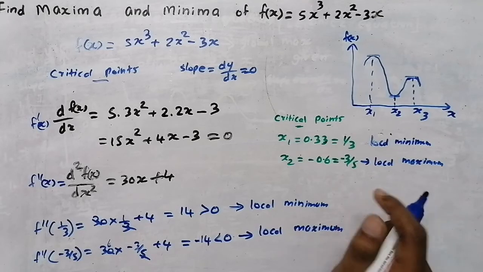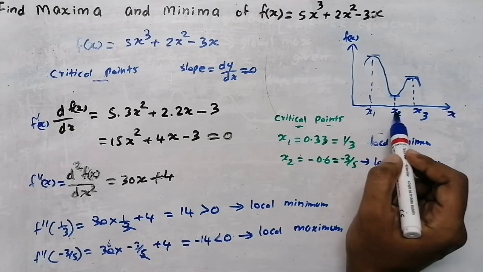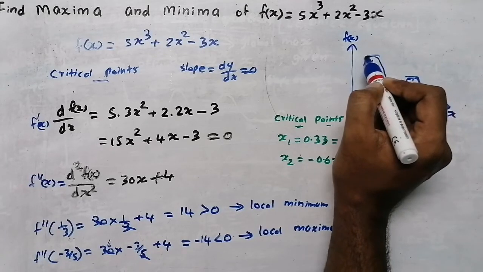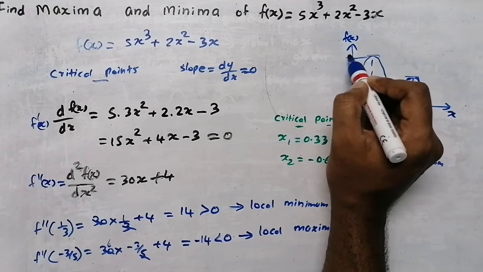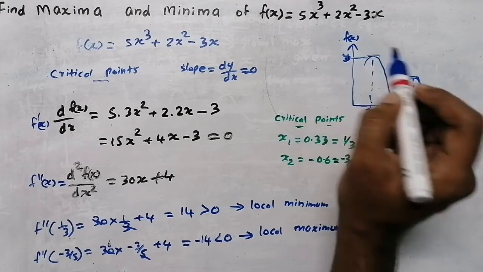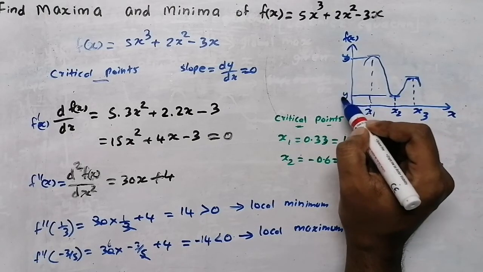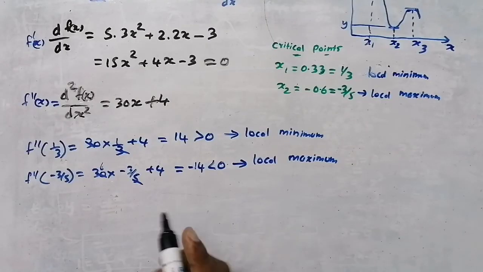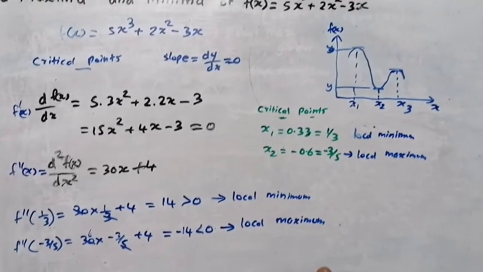Now I need to find the value. Okay, I found the critical points, I found the local maximum and local minimum, but I need to know the values. At that point, what is my value here? See, the y-axis value here. At this point, what is the value at the y-axis? I need to know the value. Then what should I do? It is very simple. Put the value of this x in our question.